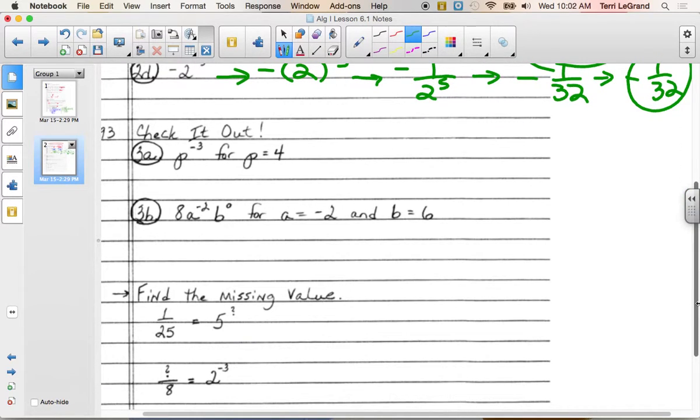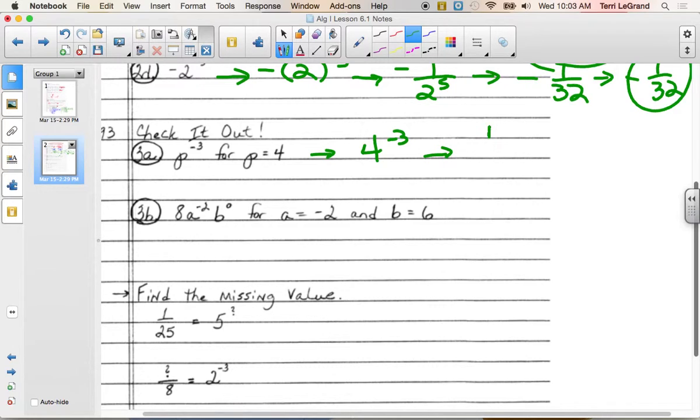Okay, let's go to the next check it out problems, where we are now evaluating an expression for a given value for the variable involved. So we are to evaluate p to the -3 for p equals 4. So we just substitute our 4 in for p and keep practicing what we've just been doing. So Devin Anderson, how am I going to rewrite 4 to the -3 power?